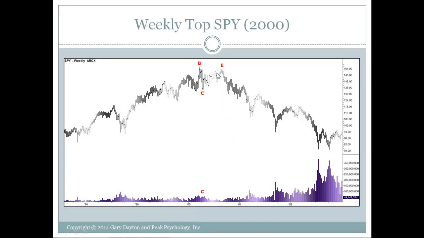E is the point of upthrust. C is the sign of weakness. B is that weak rally. And you can't really see the volume that occurs in here on the weekly, because it's dwarfed by the bottom down here in 2003. But you can kind of see that there's a lot more volume in here, that swelling of the volume. Certainly you can see swelling of the volume on the bottom here, right? That's pretty obvious.